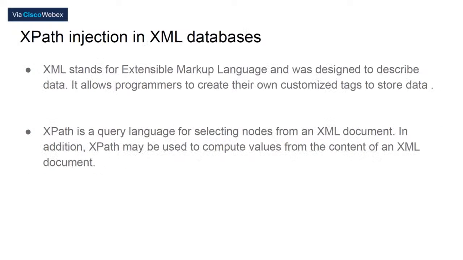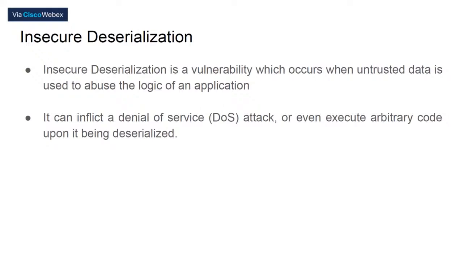And then next, coming to the XPath injection attack in XML databases. These XML tags are mainly used to create our own customized tags to store the data. XPath is a query language that is used for selecting nodes from an XML document. Now, if something is changed and can be manipulated, similar to the directory access protocol, then also we can have some challenges and the system will be compromised.